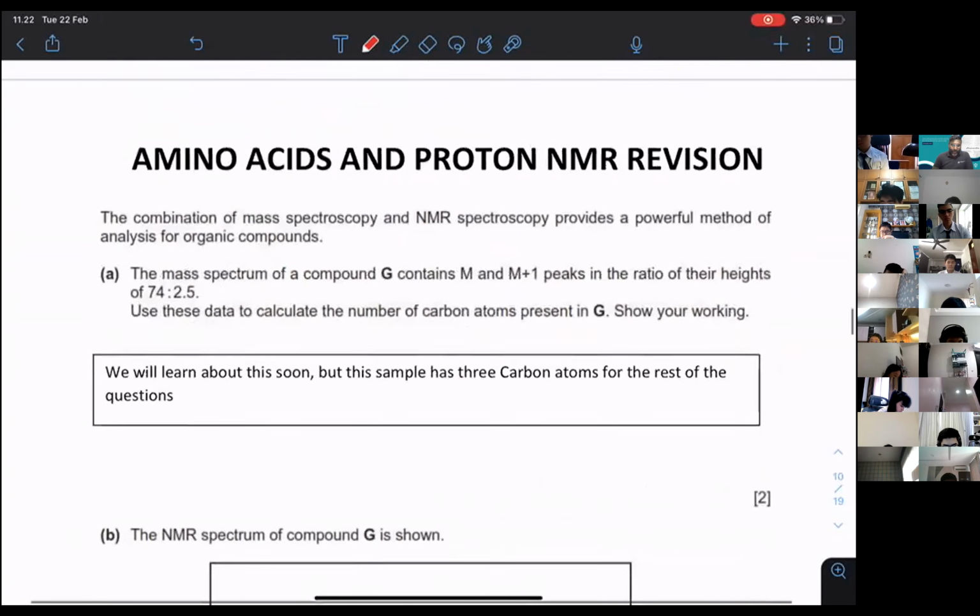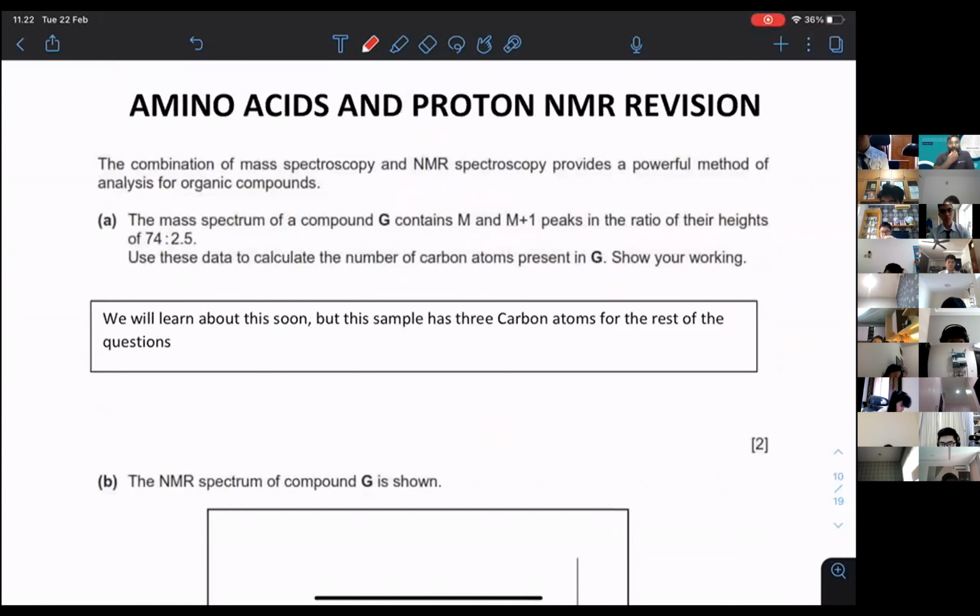This is the one that I will teach you tomorrow: the combination of mass spectroscopy and NMR spectroscopy. I told you they moved it to your AS, but in most of the questions that I see, they always give two marks for mass spectroscopy. So I think I need to teach you, but today is not the time to teach. Tomorrow I'll teach you.